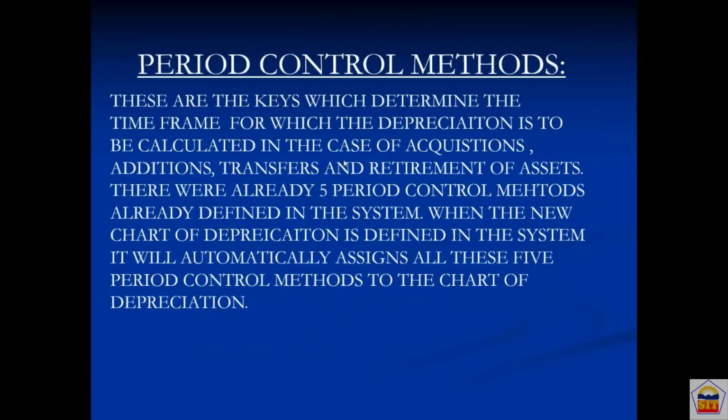We have been given various period control options, and we can use those options. Based on that, the system is going to determine the time frame for which the depreciation is to be calculated. For example, the depreciation is to be calculated from next month or from next quarter, or for assets we have purchased this month, from the first of this month or mid of this month on a pro rata basis. For this, we have been given the period control options, so we can use them.